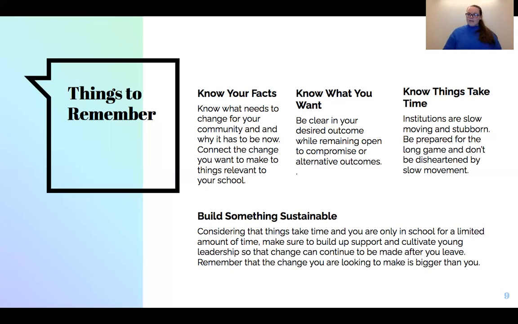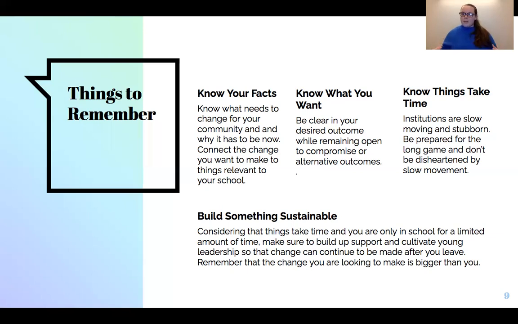Something else in line with knowing that things take time is build something sustainable. Things take time and you're only on campus for a specific amount of time. So it's really important to help younger leaders continue to develop and be a part of the movements that you're trying to make. This is going to ensure that if you graduate and whatever you're trying to do isn't done, that movement continues.